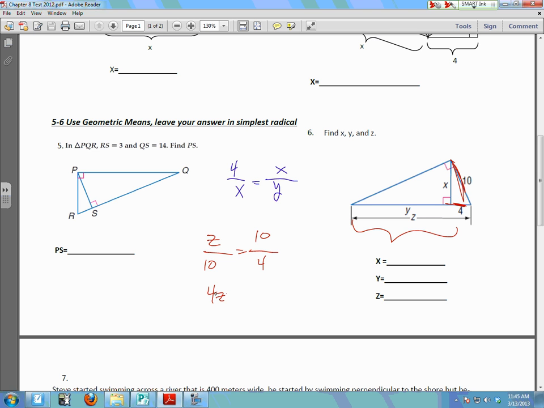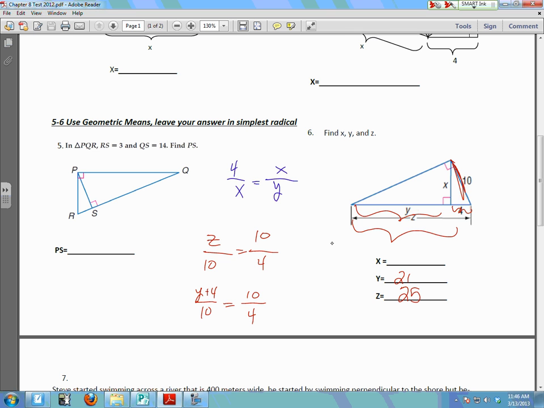Cross multiply, get 4z is equal to 100. Divide, z is 25. If z is 25, and I know that this amount here is 4, y then has to be 25 minus 4, which would be 21. If you had gone the route of finding y first instead of z, you would have had 10 and 10 in those spots, and then a y plus 4 up here and a 4 down here. You would have found y is 21 first, and then you can go down and find z to be 25.